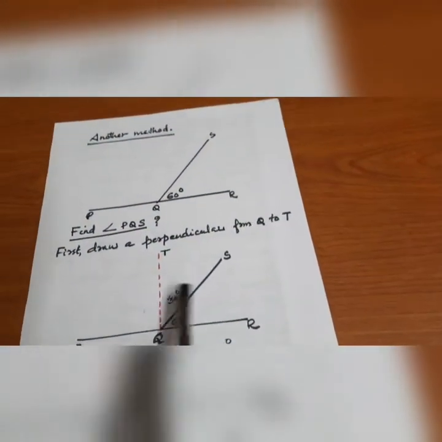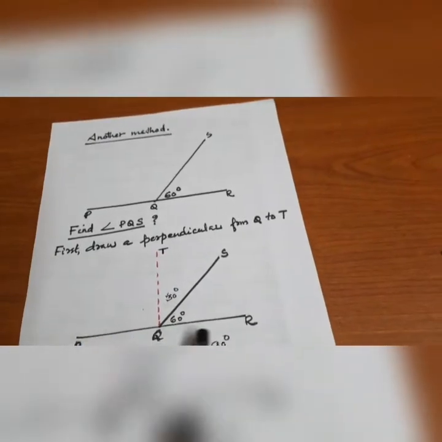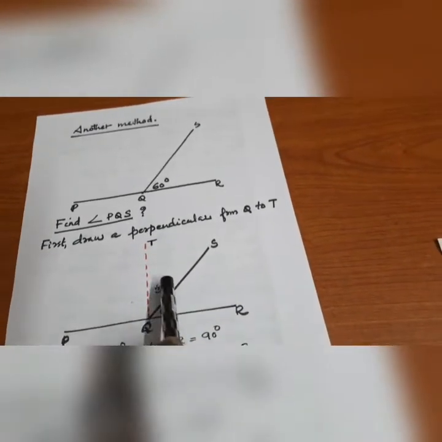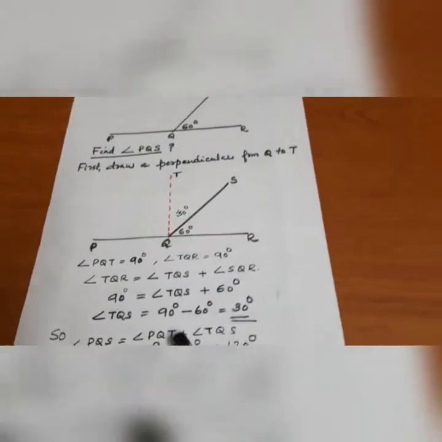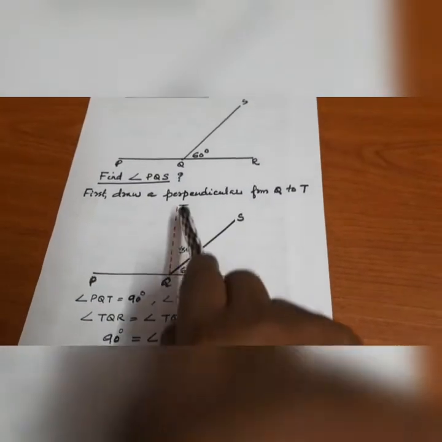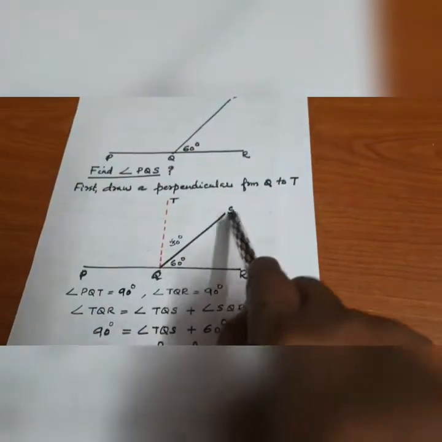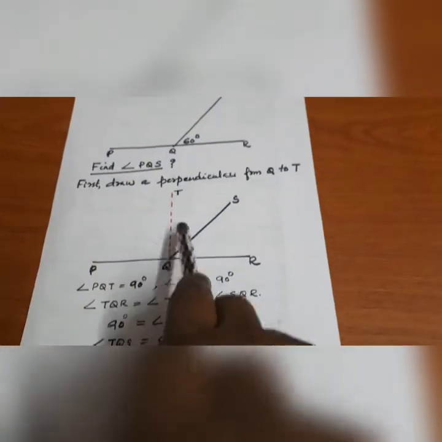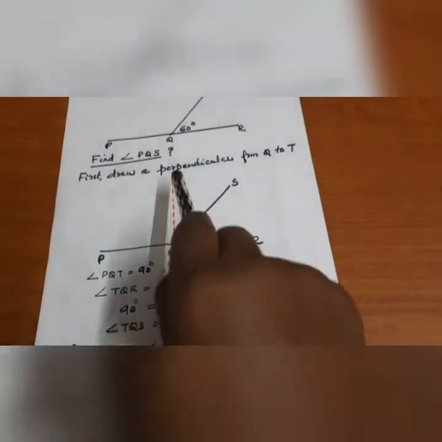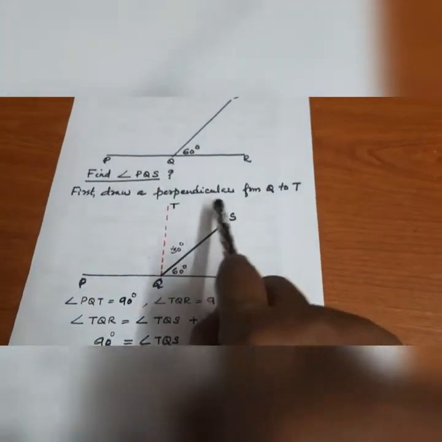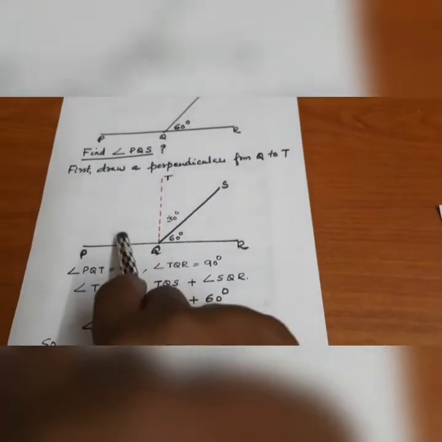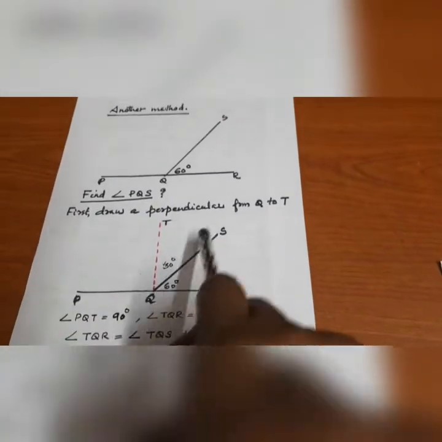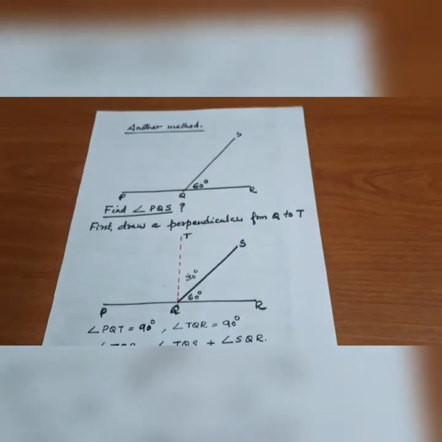These two angles are 90 degree. From this angle TQR, one angle is given, that is 60 degree. The other is 90 minus 60, 30 degree. Therefore, angle PQS is equal to angle PQT plus angle TQS. Angle PQT is 90 degree. Angle TQS we found now, that is 30 degree. Therefore, total angle is 120 degree. Therefore, angle PQS is equal to 120 degree.